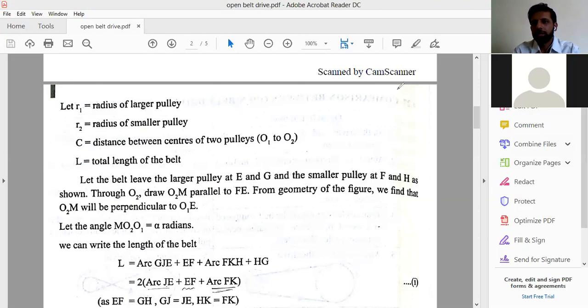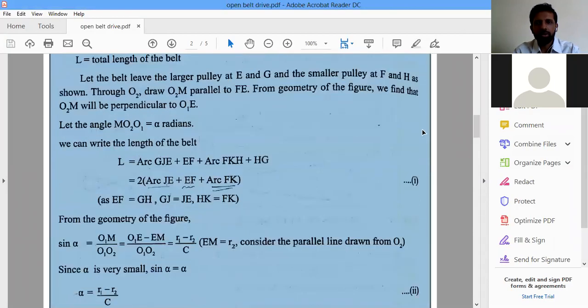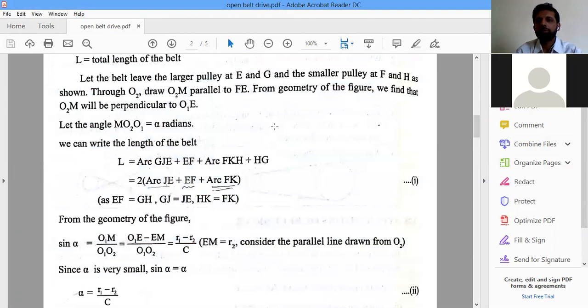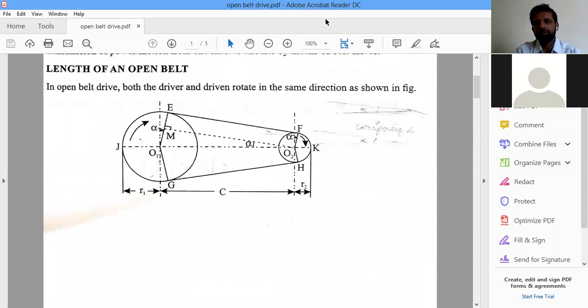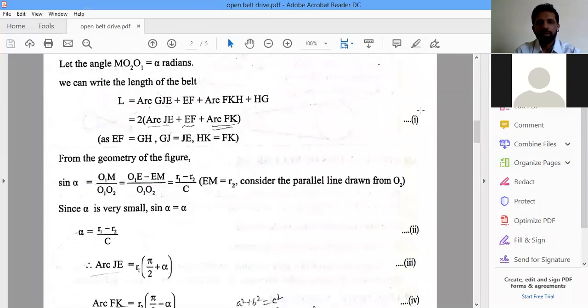Now, as I mentioned previously, to find the length of the belt, what do we need? As I told you, let us start from this point G, G to J, J to E in an arc manner. Then from E to F a straight line, and from F, K, H again an arc, and G to H. So that completes one cycle, right? So this will give the length of the belt.